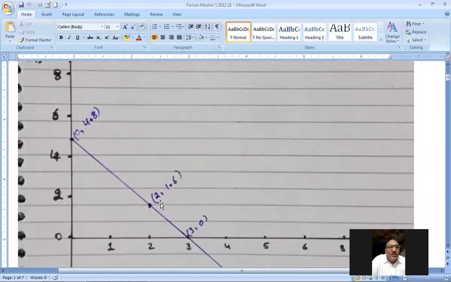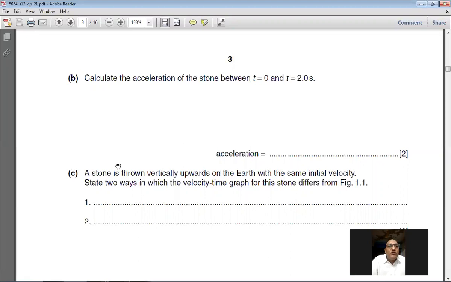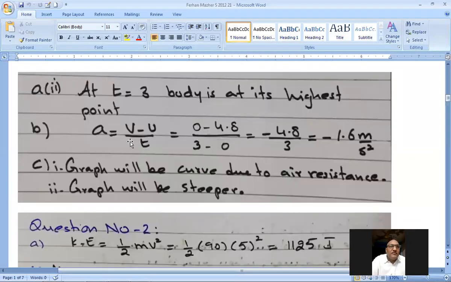At 0, 4.8 and 2, 1.6. So y2 minus y1 divided by x2 minus x1. Or if you want, directly use the formula of acceleration: final velocity minus initial velocity divided by the time taken for that change. Because the whole line was a straight line, its gradient throughout is the same. Here in this calculation, I have taken 3, 0 and 0, 4.8, and you can take 2, 1.6 and 0, 4.8 and do this calculation.